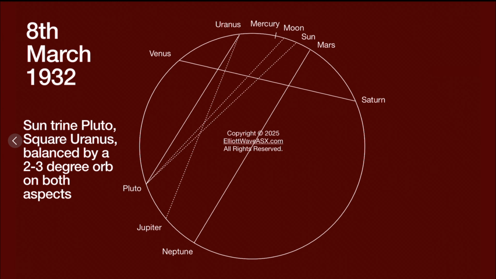Looking at a schematic of those aspects, we have the Sun trine Pluto, square Uranus, balanced by a 2 to 3 degree orb on both aspects. And note that Venus, that was the next closest planet in the setup, is now square Saturn.